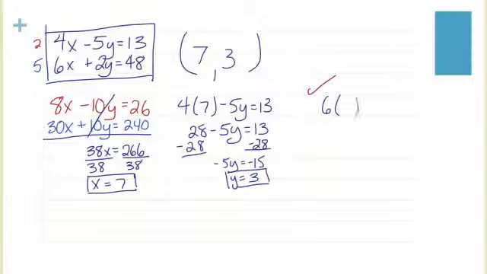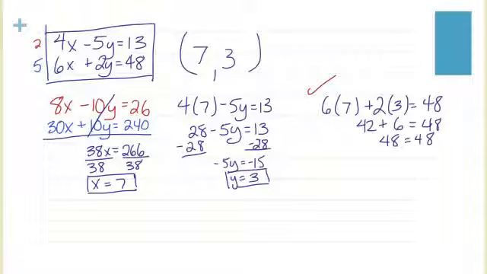Go to my other equation, 6 times something plus 2 times something is 48. We think it's 7 and 3. That gives me 6, that gives me 42. Yep, 42 plus 6 is 48. So there is solving by elimination.